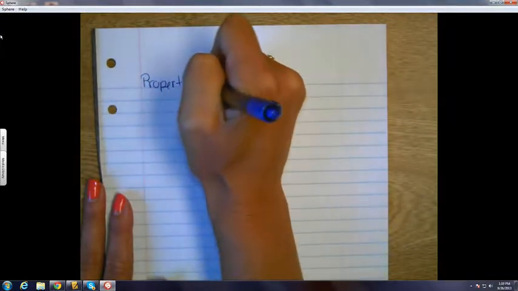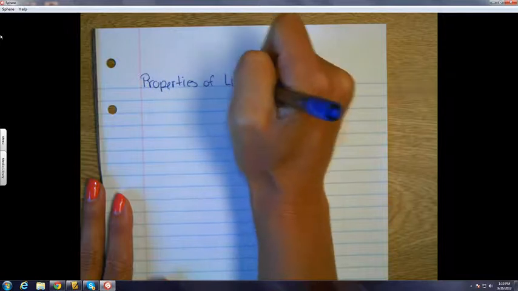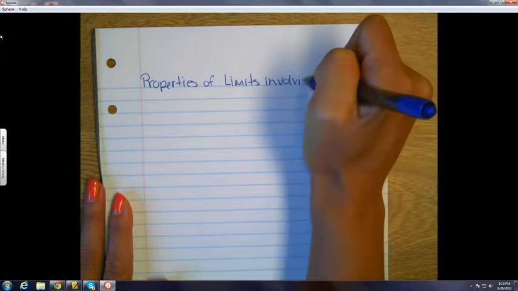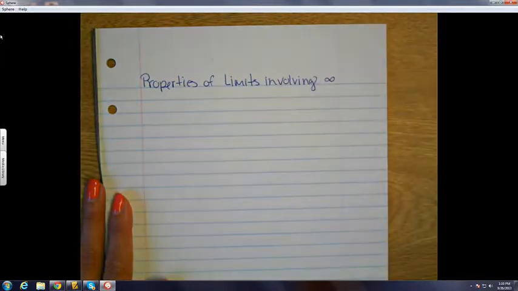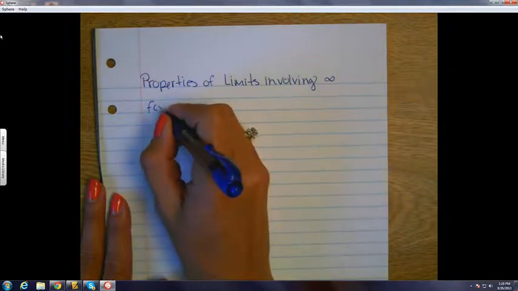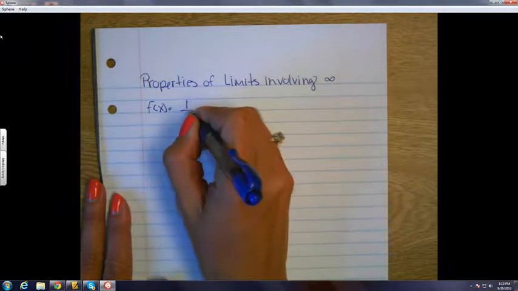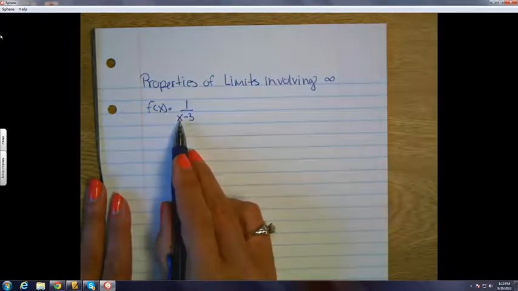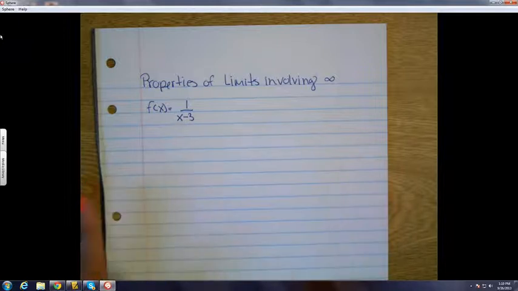Okay, now we're going to look at properties of limits involving infinity. So we will look at a function equal to 1 over x minus 3. Right away, that denominator, you can see there's going to be a 0 down here, so we're going to have something undefined. Let's take a look at the graph.